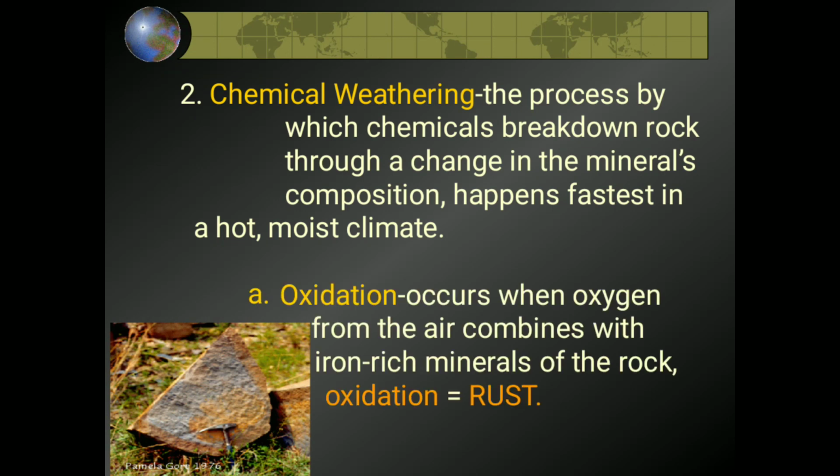Chemical weathering: the process by which chemicals break down rock through a change in the mineral's composition. It happens fastest in a hot, moist climate. Oxidation occurs when oxygen from the air combines with iron-rich minerals of the rock. Oxidation is equal to rust.